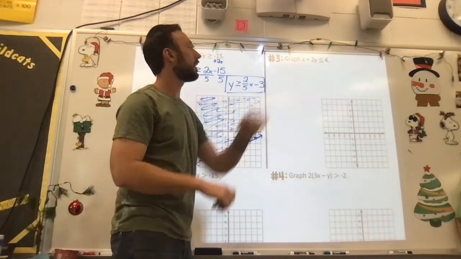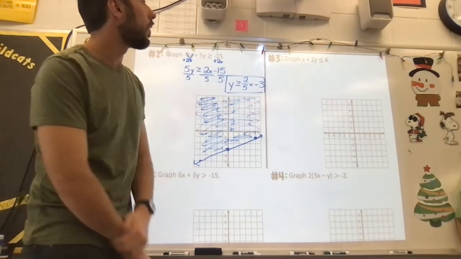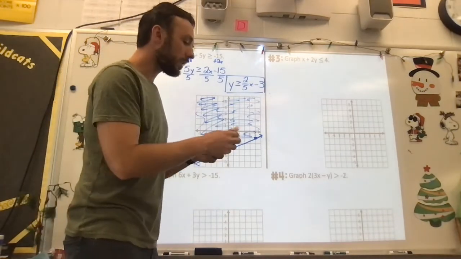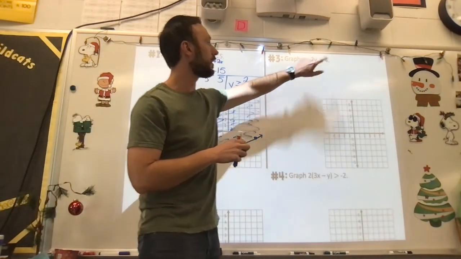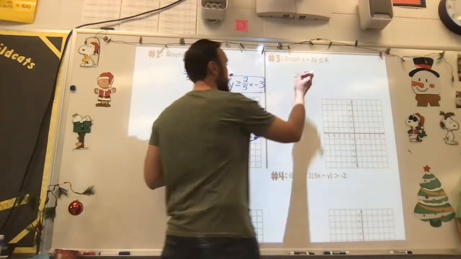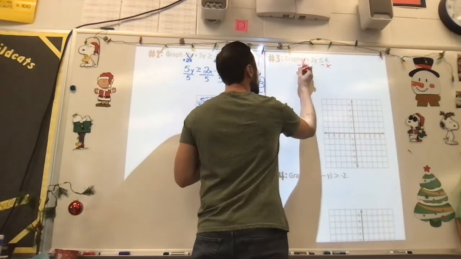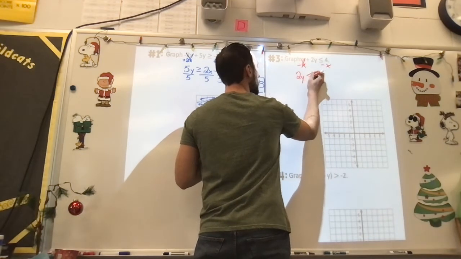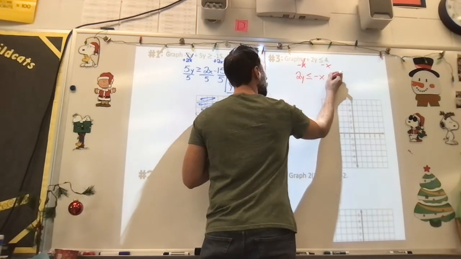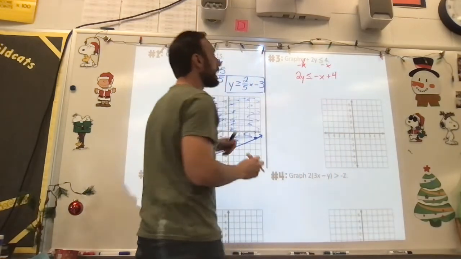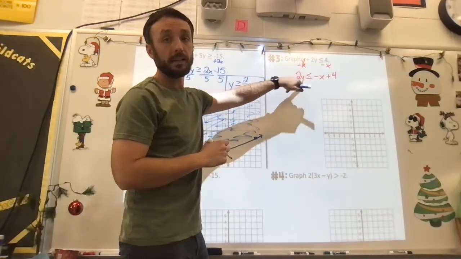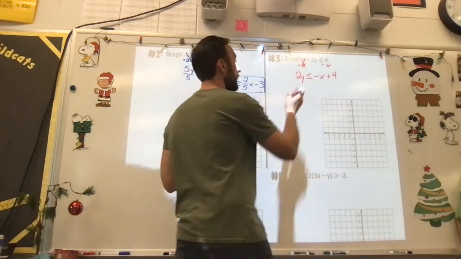We're moving to number 3. I have x plus 2y is less than or equal to 4. So first step is to get that y term alone. So I am going to subtract x from both sides, subtract x, so those cancel out. I'm left with 2y is less than or equal to negative x plus 4. Now that I have my y term alone, I have to get the actual y alone, so I'm dividing both sides by 2.